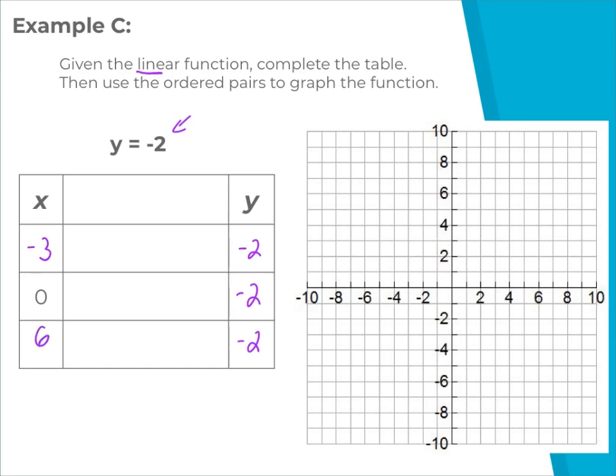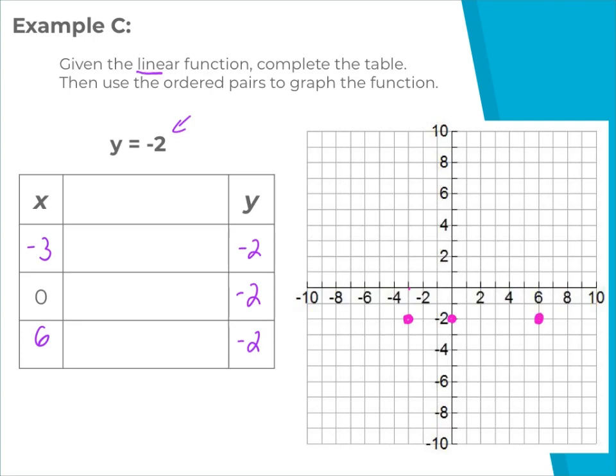So now let's see what kind of line that we come up with. We don't have to do any substituting. We don't have to take out our calculator. We just have to plot our points. So our first point is -3, -2. So we're going to go over to -3, down to -2, and plot our first point. 0, -2, and our final point at 6, -2.